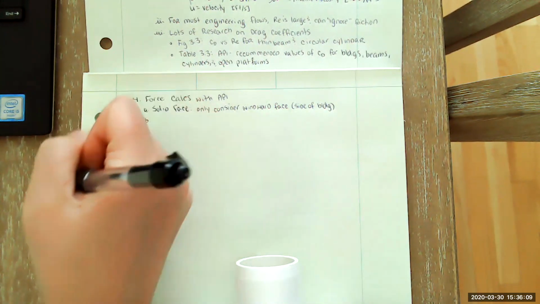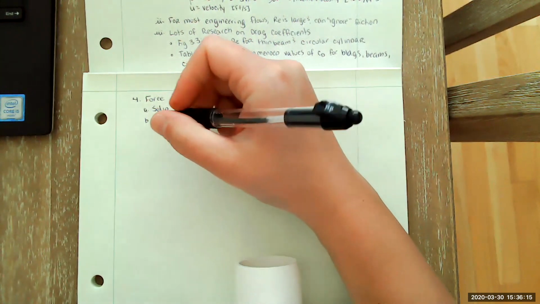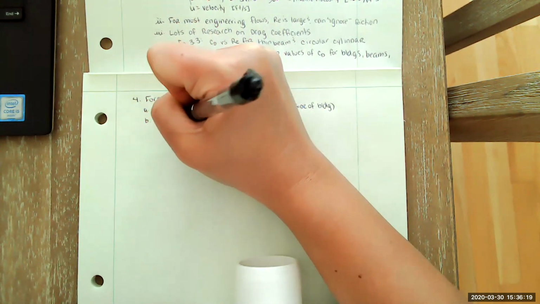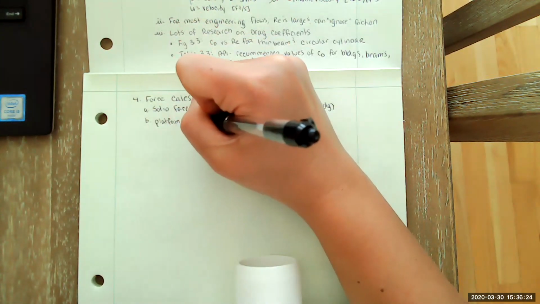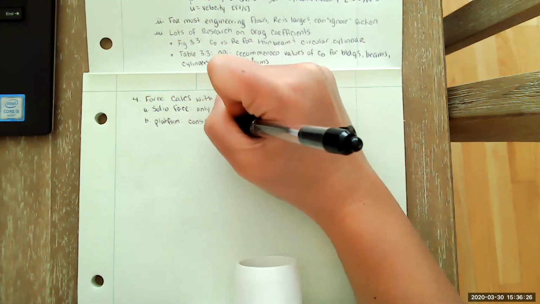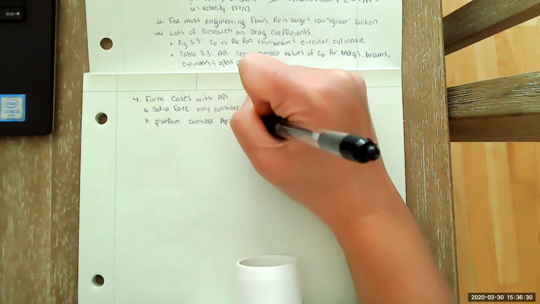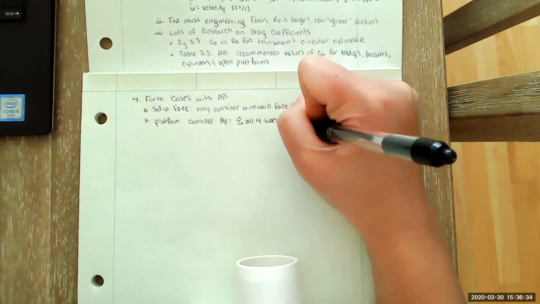But again, the American Petroleum Institute deals a lot with offshore oil platforms. And so if you have something like a platform, you actually have to consider your projected area is equal to the sum of all 4 sides of the platform.